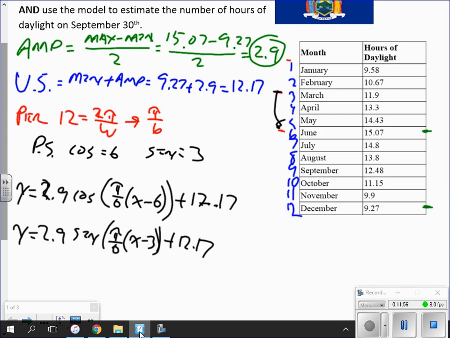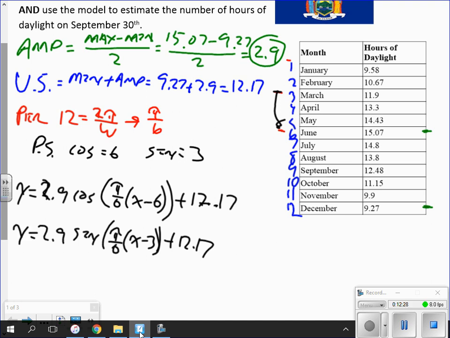What's the last part of the question? To estimate what the daylight is on September 30th. So if I go to September, that's what? That's 1, 2, 3, 4, 5, 6, 7, 8, 9. But what date is this actually being measured on? On the 15th. What date do we actually want to know? The 30th. So are we going to plug in 9? No, we're going to plug in 9.5.